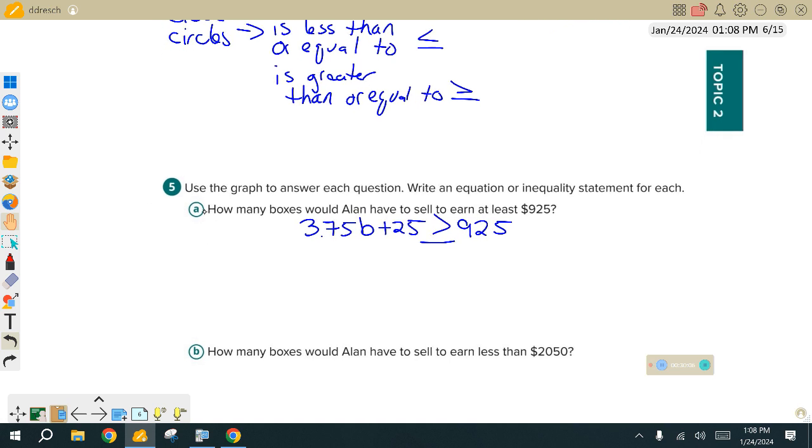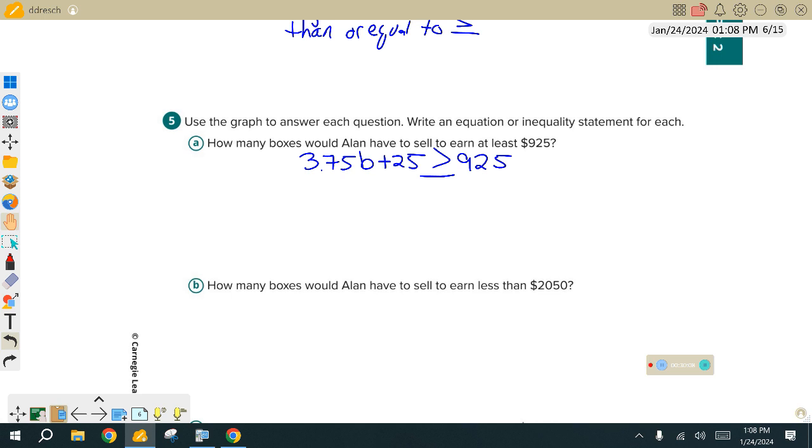All right, let's solve it out. Now we're back to using our equation solving skills, guys. This is where your calculator comes into play a little bit. Solve out for B. What are we going to do to solve out for B? Solving out for B, what are you going to move first? The 3.75 or the 25?